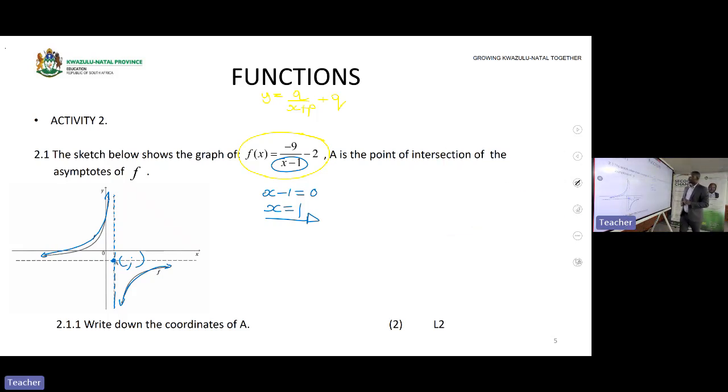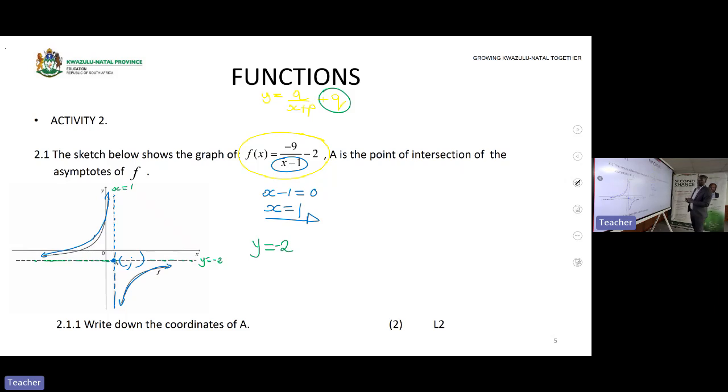We are then going to look for our horizontal asymptote, which is the value of q. So we are going to go into our equation and look for the value of q. There it's y equals -2. That is our horizontal asymptote. So we know that this asymptote here is y equals -2, and this one here is x equals 1.